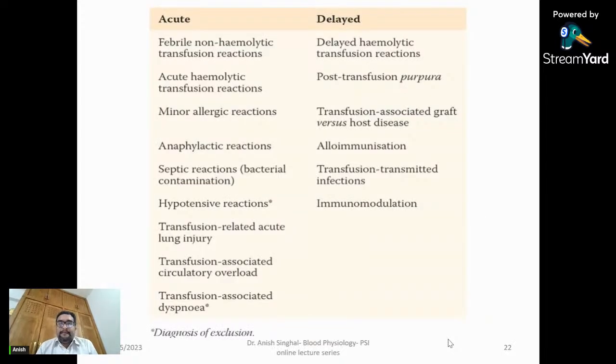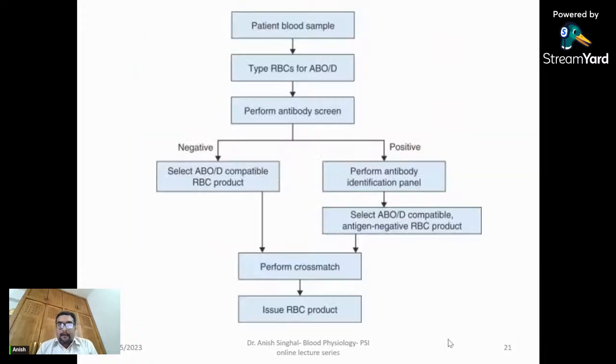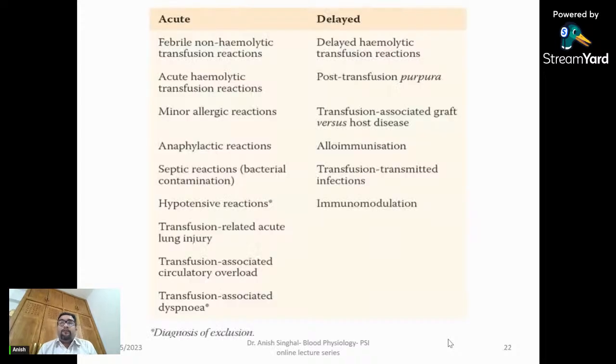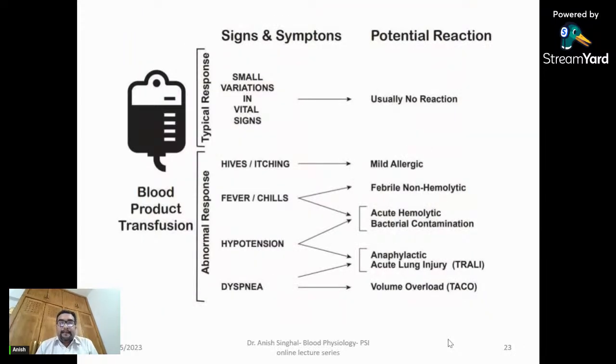If there is carelessness or any technical problem, after transfusion there can be development of a transfusion reaction. Transfusion reactions can be acute, meaning they occur immediately during the transfusion, or delayed, occurring after the transfusion has already taken place. So these two types of transfusion reactions are there. To summarize them, you can see this slide. Whenever you donate blood, the recipient usually does not have any reaction. But there can be itching, fever or chills, hypotension, or difficulty in breathing, that is dyspnea.